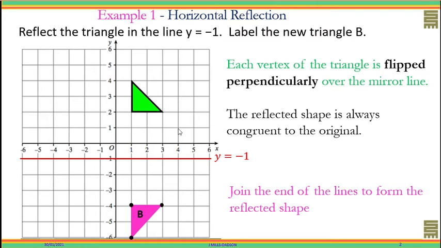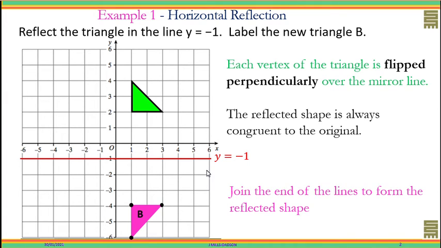And the rule is we just flip each point perpendicularly over the mirror line. They move in 90 degrees. So B is the reflected image and the green triangle is the original triangle. So this one is called horizontal reflection, flipping over a horizontal line.